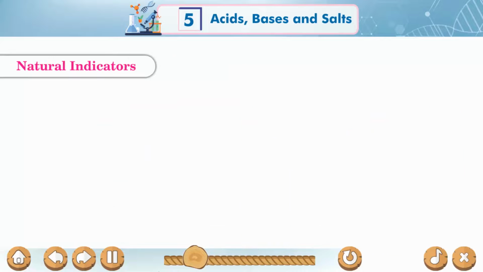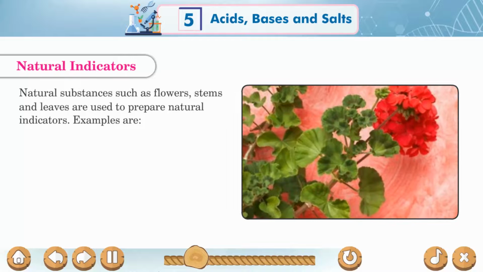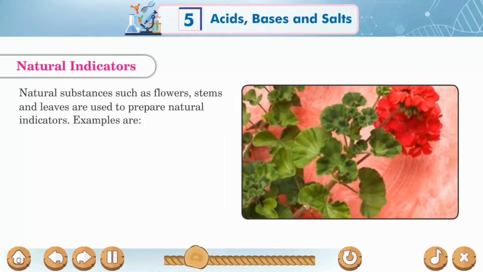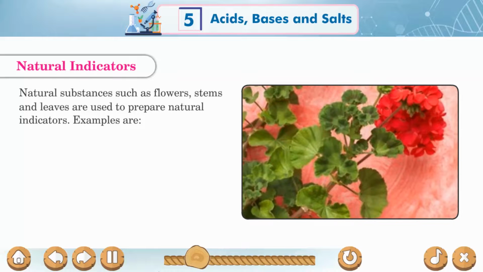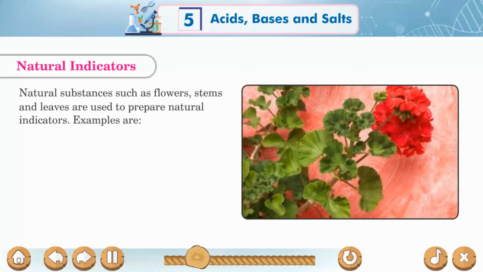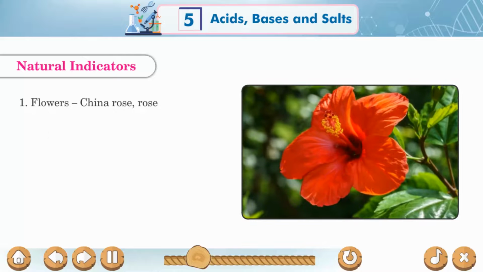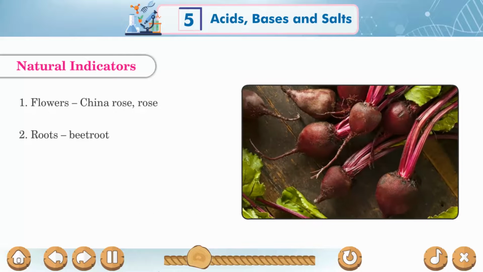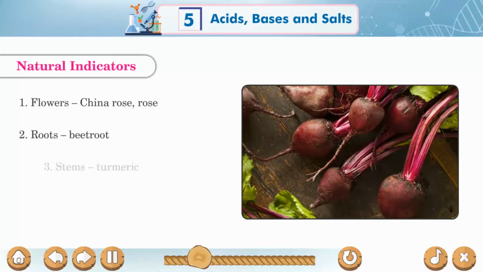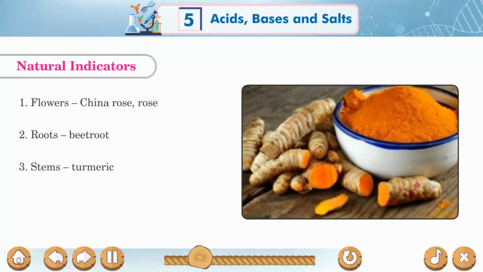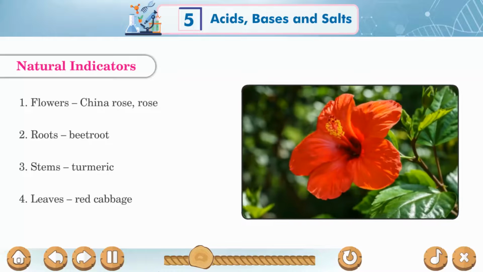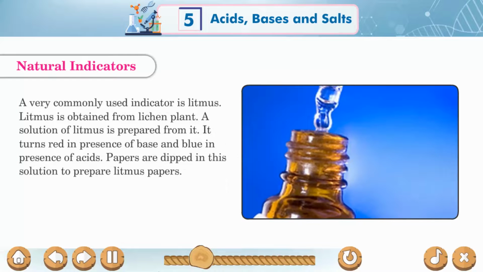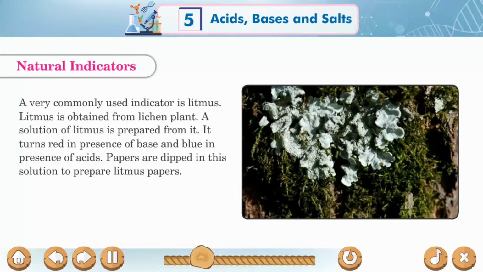Natural indicators. Natural substances such as flowers, stems and leaves are used to prepare natural indicators. Examples are: 1. Flowers, China rose, rose. 2. Roots, beetroot. 3. Stems, turmeric. 4. Leaves, red cabbage. A very commonly used indicator is litmus.